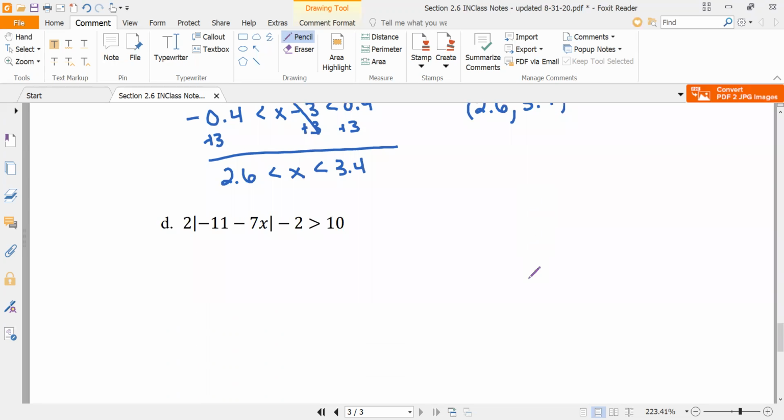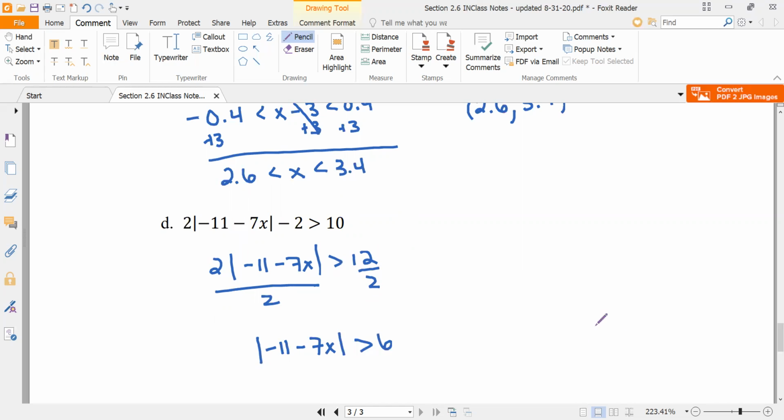All right, let's look at D. This one has a little bit more to do to isolate. We're going to add 2 over first. Be careful that your absolute value symbols stay separated from your numbers. Sometimes they start looking like ones. So that's going to be a 12. We're going to divide both sides by 2. That's greater than 6. Okay, it's a greater than case and a positive number over here, and this is isolated.